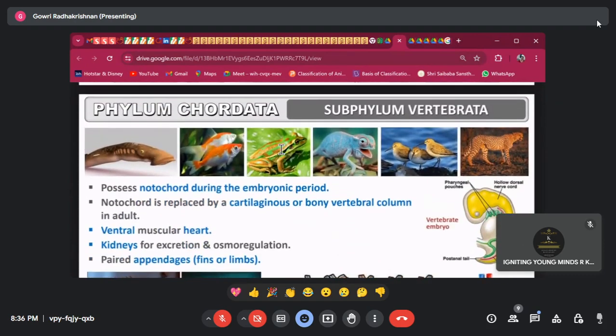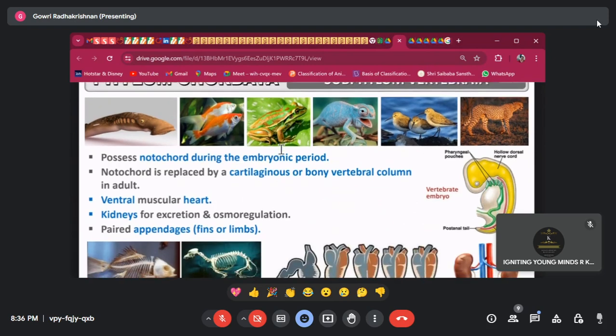Alright, now subphylum Vertebrata possesses a notochord. During the embryonic period, the notochord is replaced by a cartilaginous or bony vertebral column. In adults, there is a ventral muscular heart, kidney for excretion and osmoregulation, and paired appendages, fins or limbs.